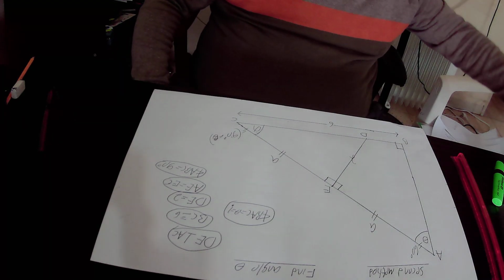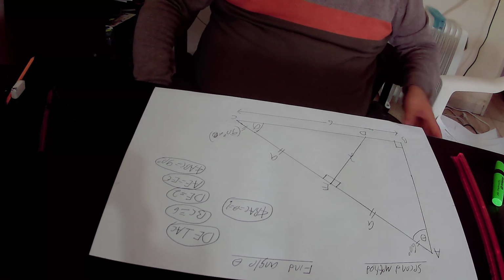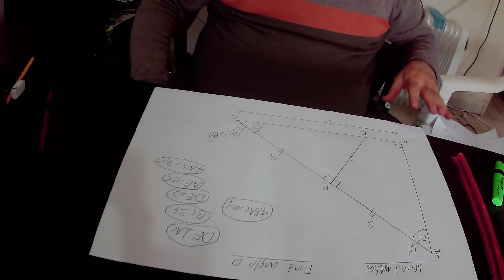So we found out that the missing angle, the angle that we are looking for, angle theta, equals 60 degrees, according to the second method also.